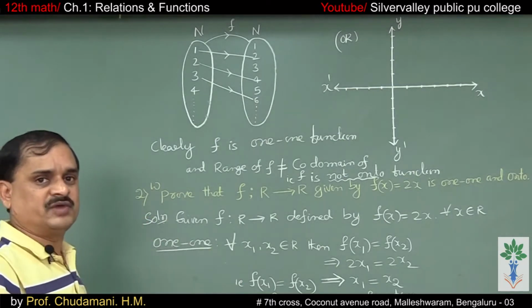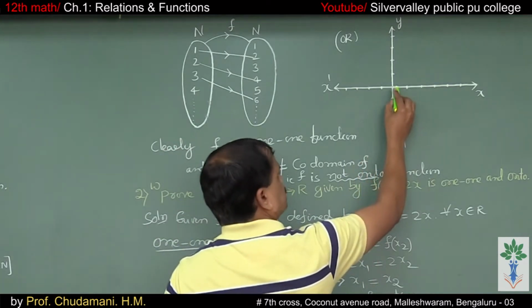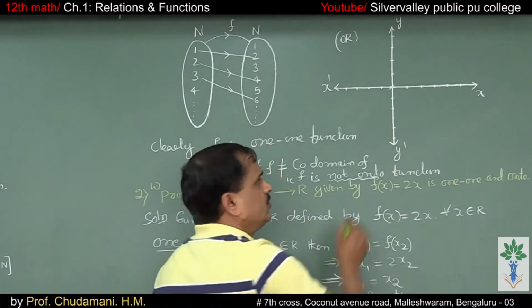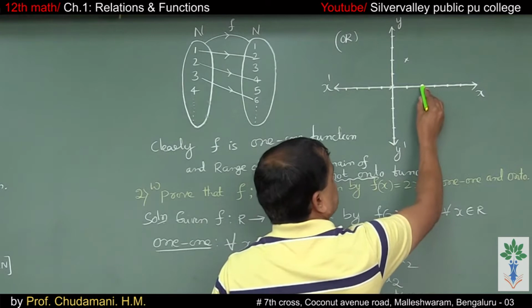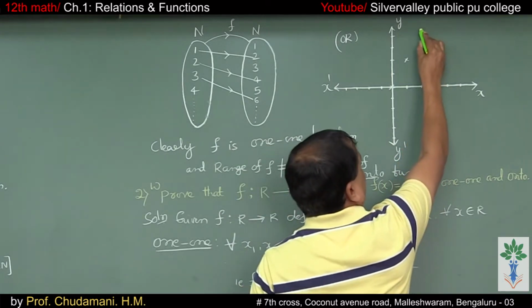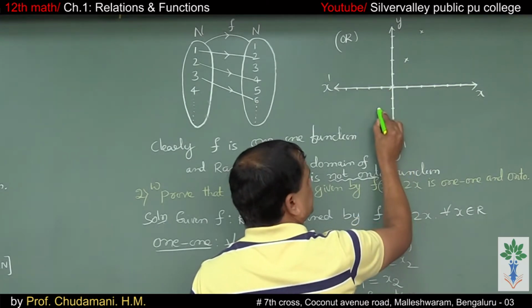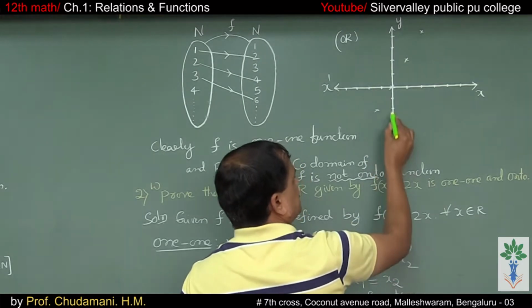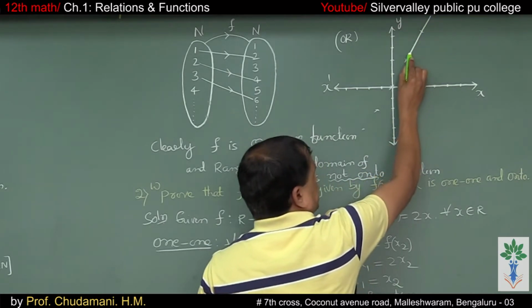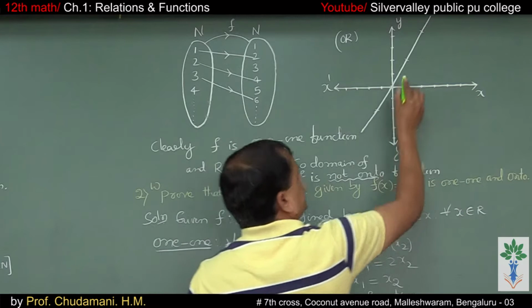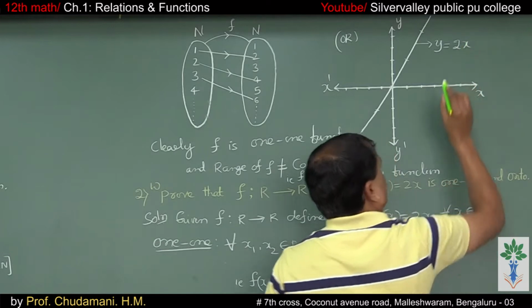This is another method. Let us take one more method only for this problem. See, x equals 0 means y is also 0. When x equals 1, y equals 2. When x equals 2, y equals 4. When x equals minus 1, y equals minus 2. When x equals minus 2, y equals minus 4. So I just join these points. See this, it is nothing but a straight line, y equals 2x.